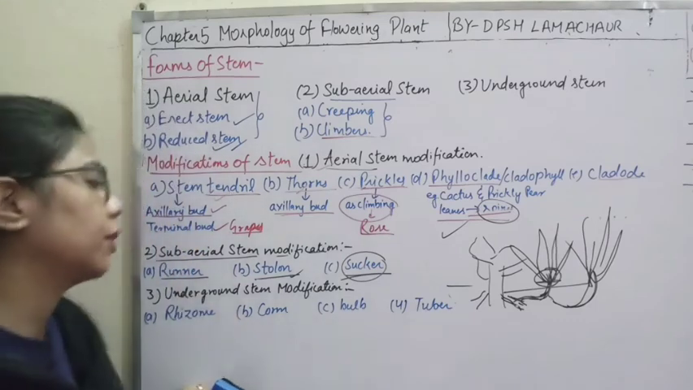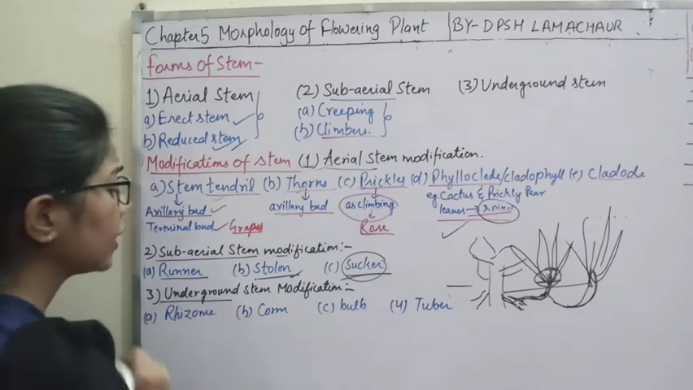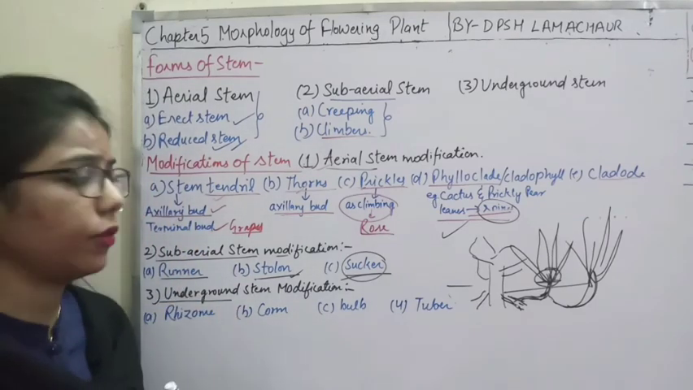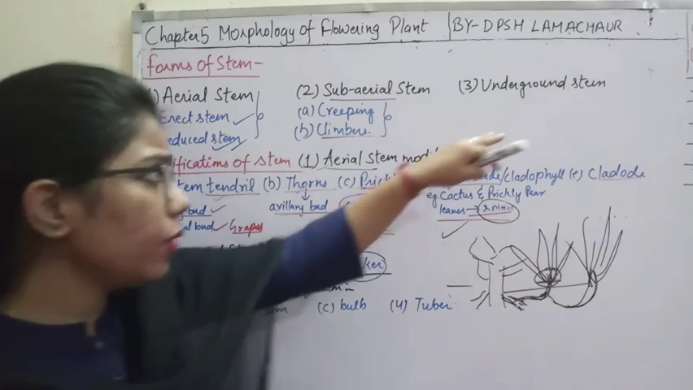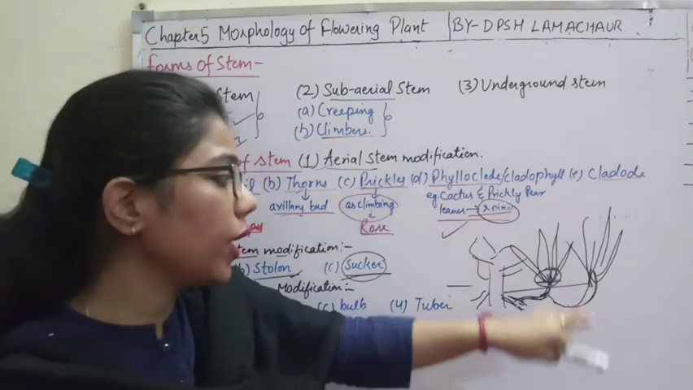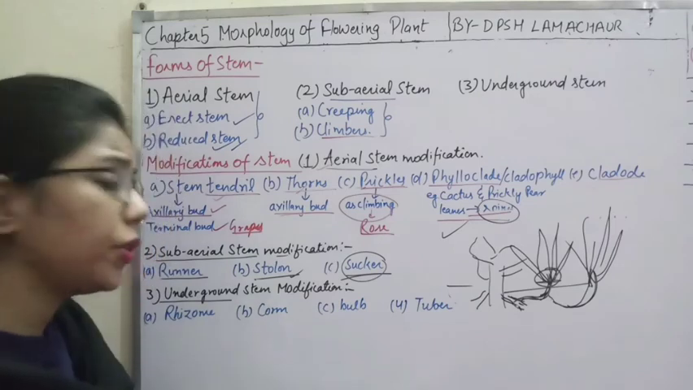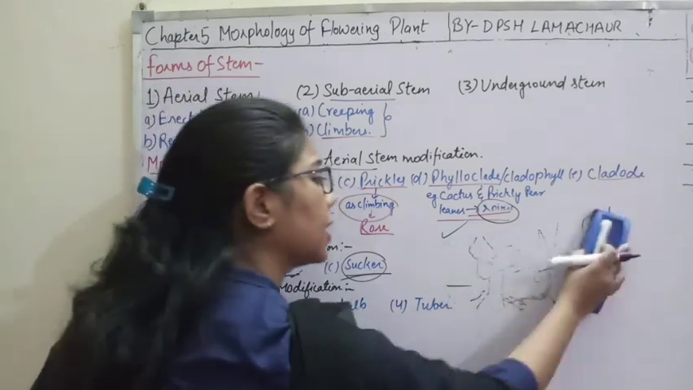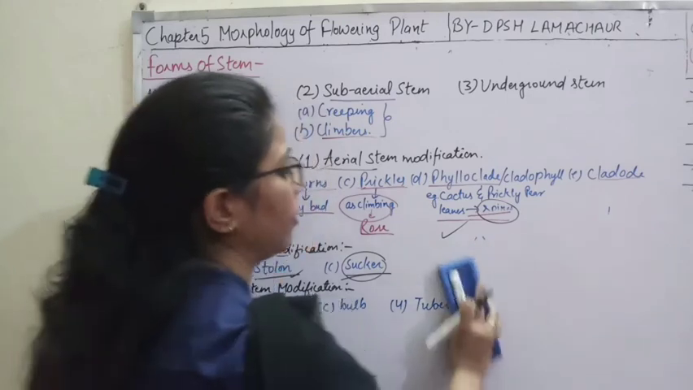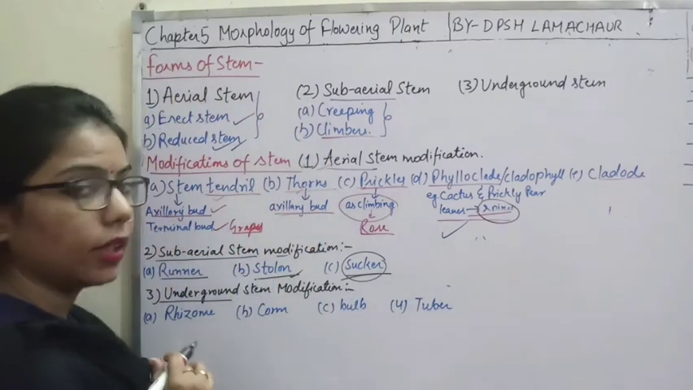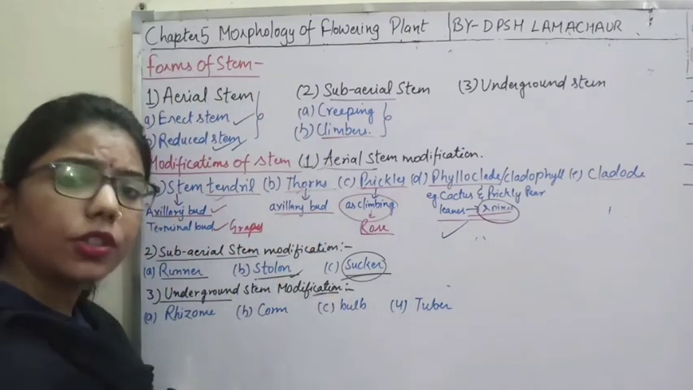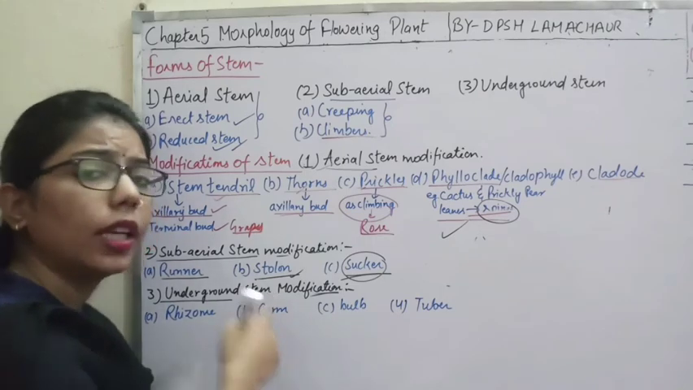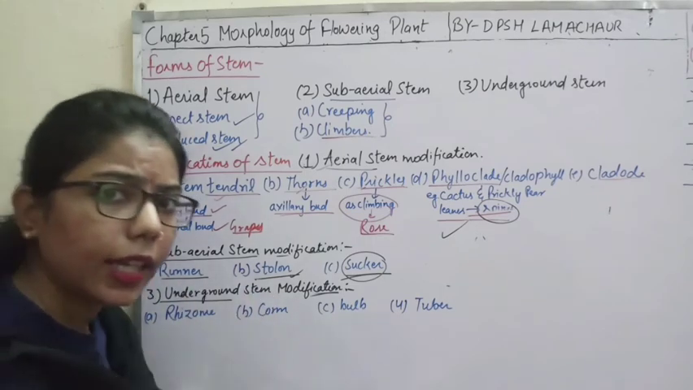An example, chrysanthemum, yes. Then another one is underground stem modification. Here, whenever we are talking about the underground, we are talking about some part which will modify from the stem which is present under the ground. If I draw the example one by one here, what is the function?